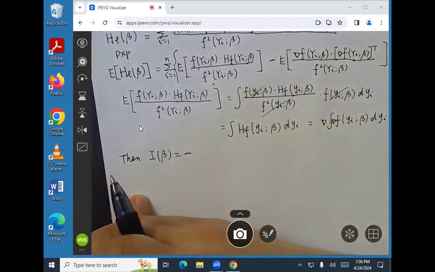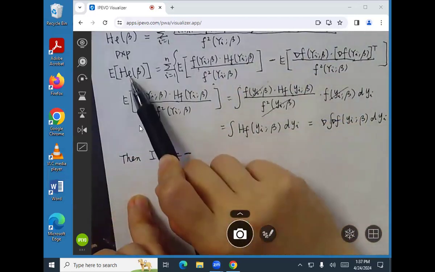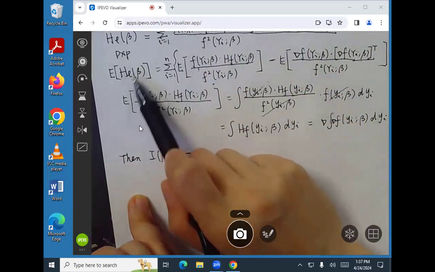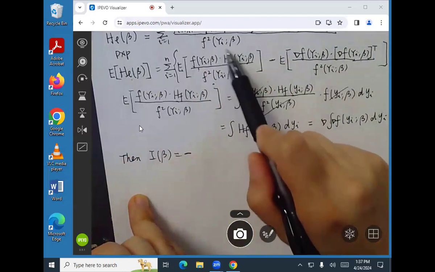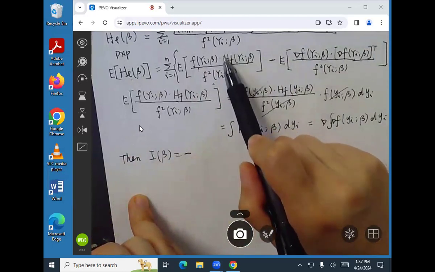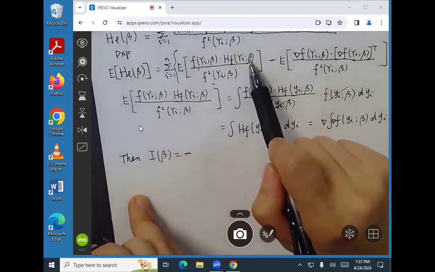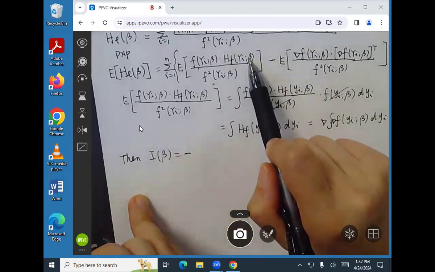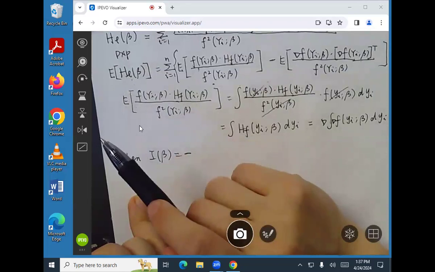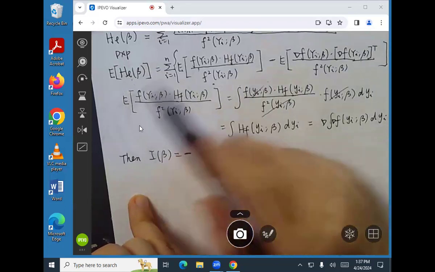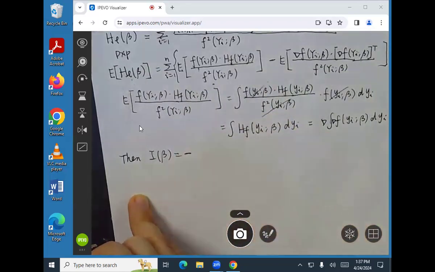How does H differ from H? Okay, this is the Hessian of the log likelihood, and this is the Hessian of the density function, but they are both with respect to beta. The log likelihood is the summation of log f, but this is the Hessian of f.